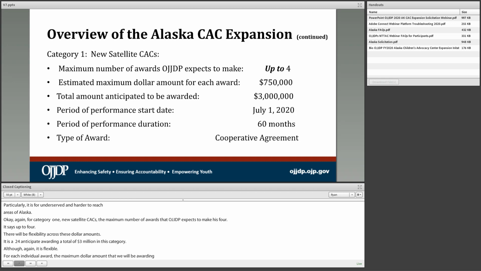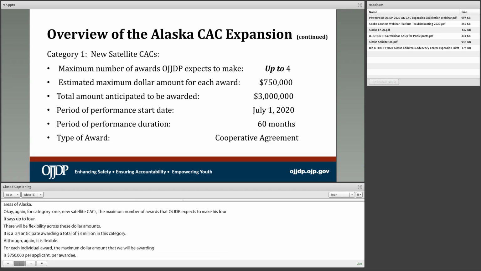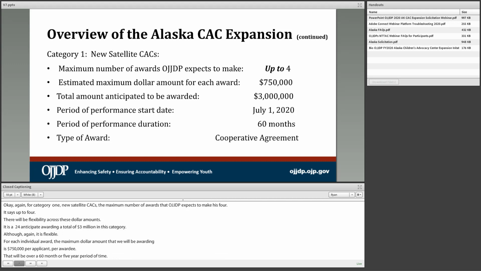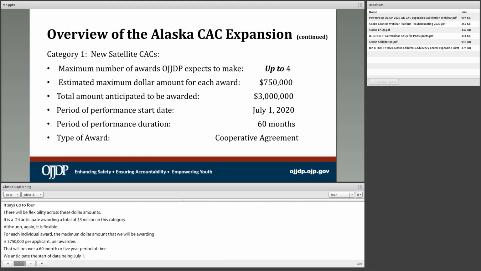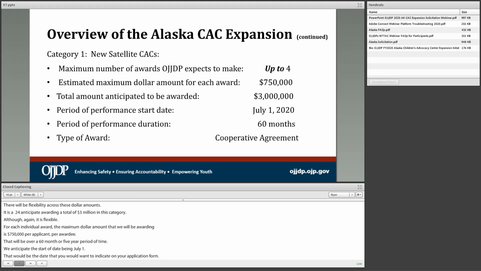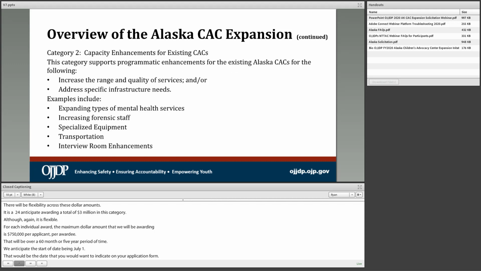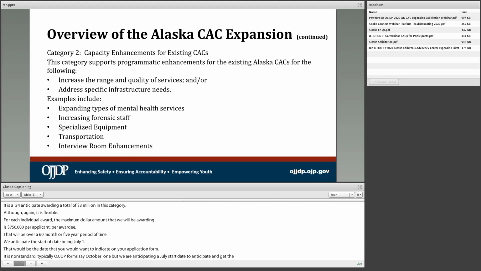We anticipate the startup date being July 1, so that would be the date you would want to indicate on your application form, and it is non-standard. Typically, OJJDP applications say October 1, but we're anticipating a July start date because we want to advance the work of this project as quickly as possible and get that support started across the state for that 5-year period of time. And again, I'm noting that it is a cooperative agreement.